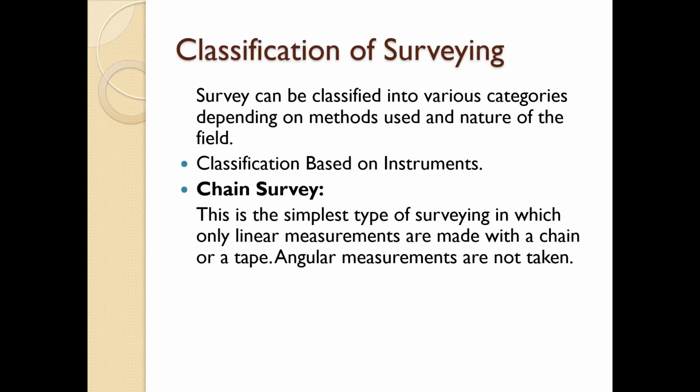So the classification of survey. Survey can be classified into various categories depending upon the method used and the nature of the field. So the classification based on the instrument. The first is chain surveying. This is the simplest type of surveying in which only linear measurements are made with a chain or a tape. Angular measurements are not taken.